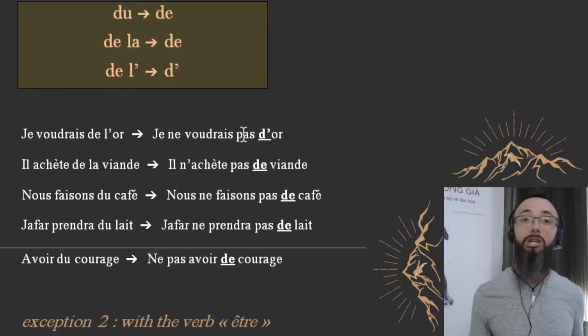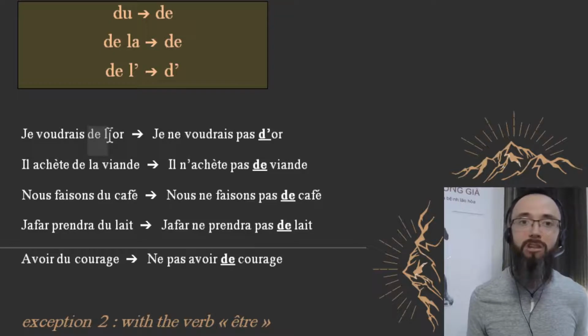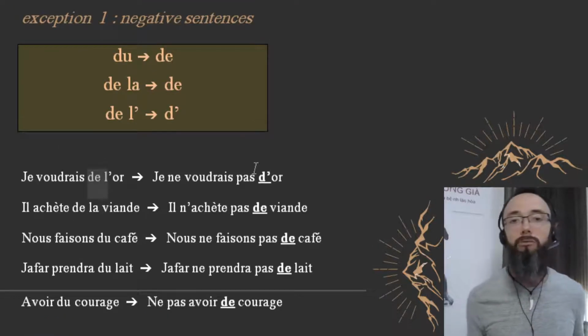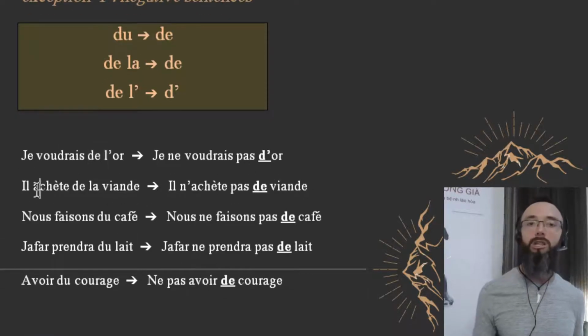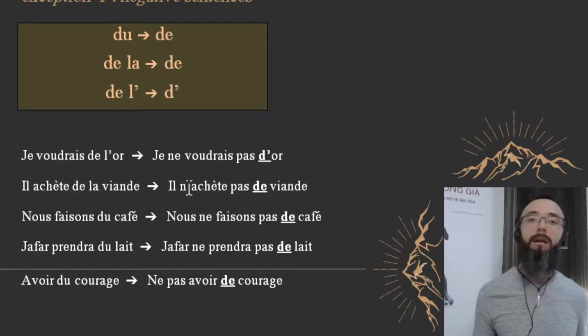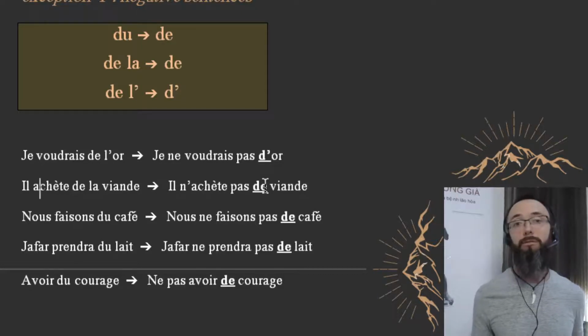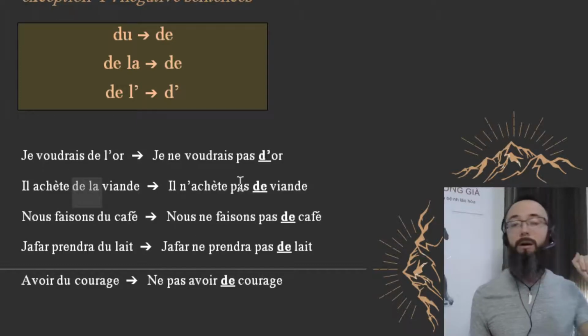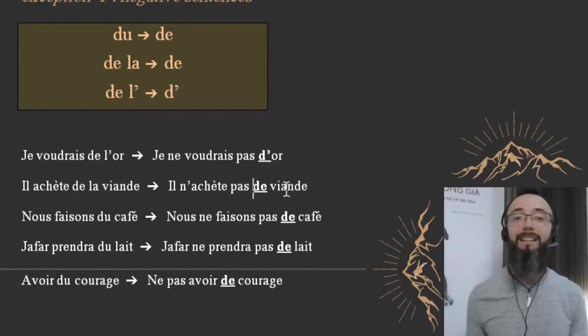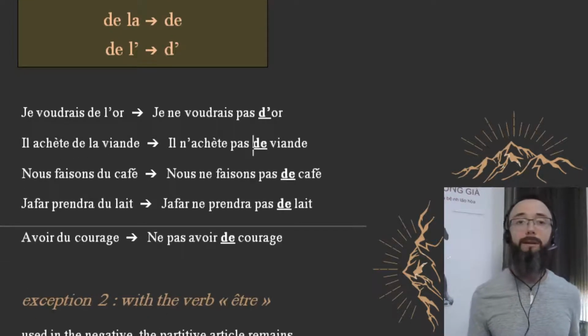Je ne voudrais pas d'or is what it becomes in the negative form. So we have a change here. What we thought was the perfect use of the partitive article in French changes in the negative form. Je ne voudrais pas d'or. Il achète de la viande. He buys meat. Il n'achète pas de viande. He doesn't buy meat. And there, the partitive article that we thought we had mastered changes in the negative form.